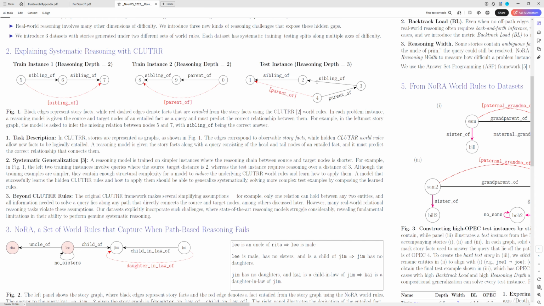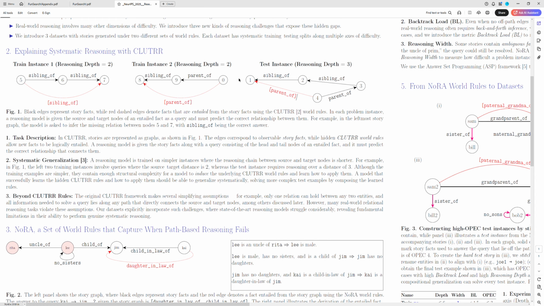If you look at how this particular problem instance is to be solved, the first step is to say that 3 is a sibling of 1. That follows from the fact that the sibling-of relationship is transitive. That's a CLUTTR world rule that your reasoning model should have learned during training. Next, you apply the world rule that your sibling's parent is also your parent. So that would mean that 4 is a parent of 3, 3 is a sibling of 1, and that gives you 4 is a parent of 1, which is the solution to the query.